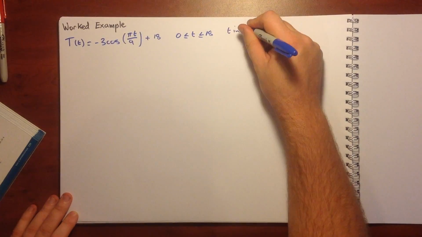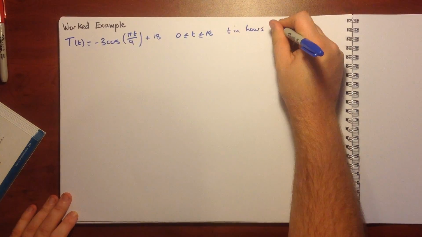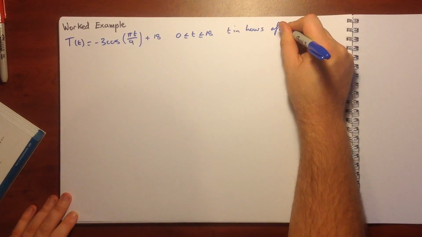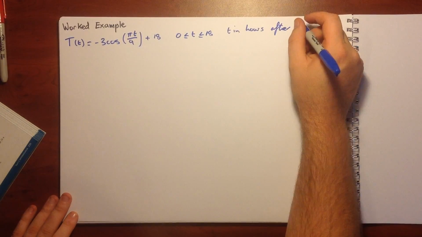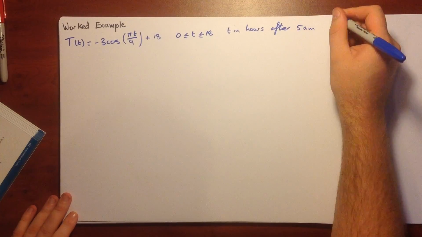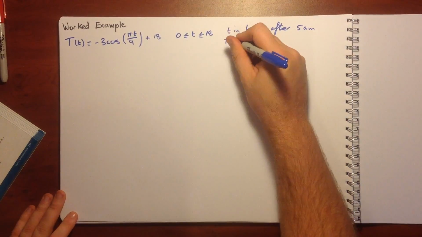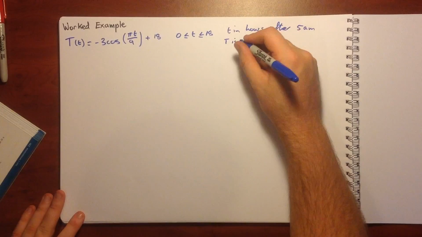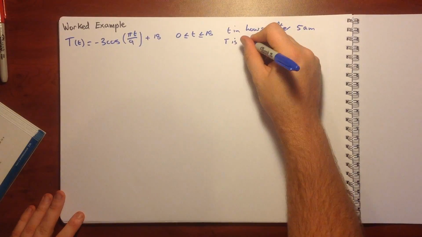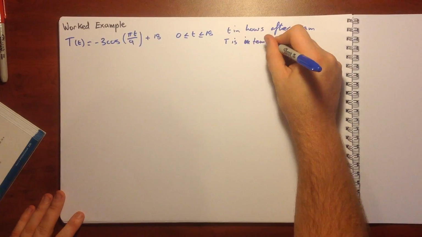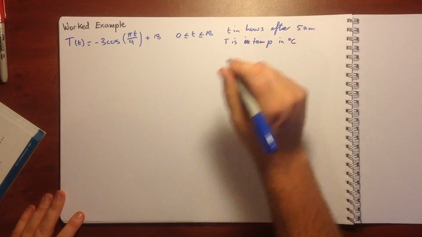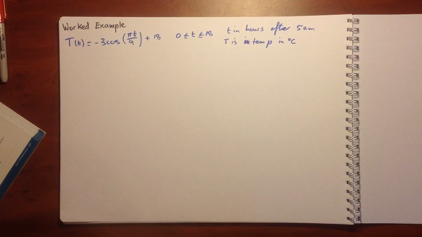T is time in hours after 5 AM, and T is temperature in degrees Celsius. For the remaining 6 hours of the 24-hour period, the temperature remains constant.